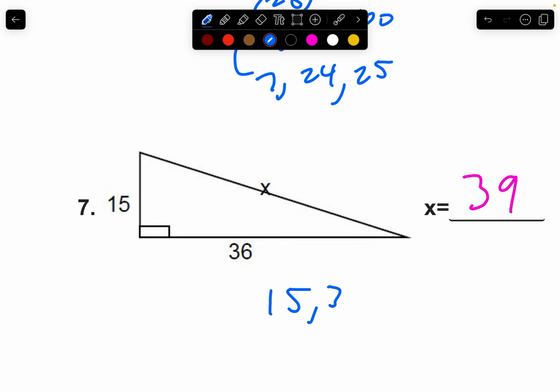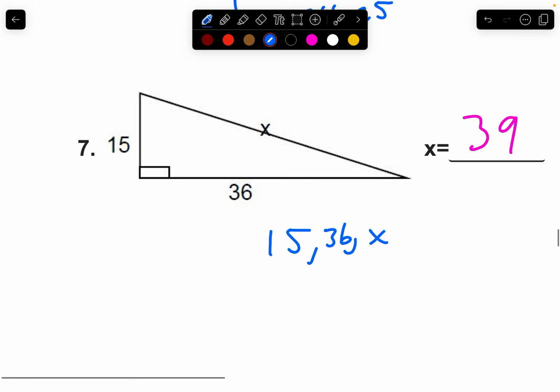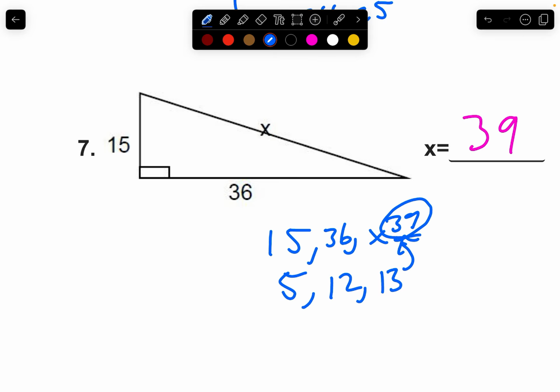15, 36, and x. Can definitely divide by 3. That would give me 5. Divide by 3 would give me 12. And that's a 5, 12, 13. So multiply the 3 back in. And that's going to be 39.